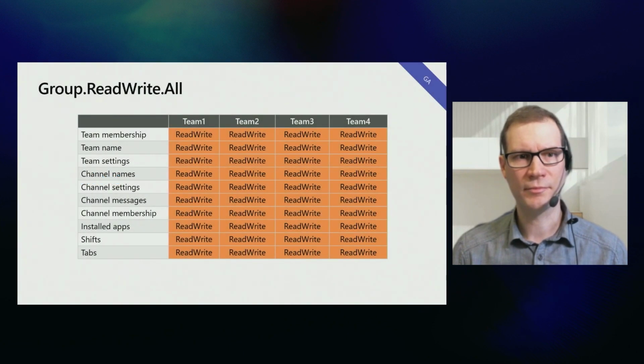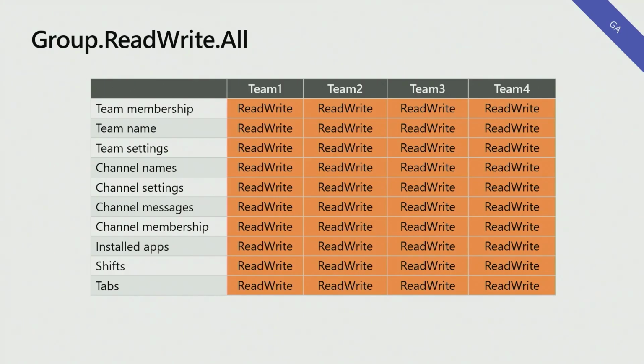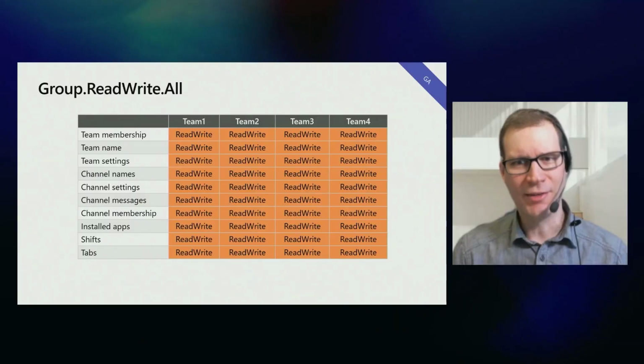On the topic of apps, let's talk about permissions for applications. If you rewind the clock 2 years, there were really only about 2 permissions for Teams Graph APIs. There was group read all and there was group read write all. Those were your 2 choices. You can give the app read access to everything or read write access to everything, which is an awful lot of power for one app to be able to read and write everything.